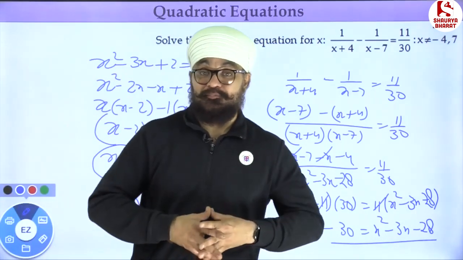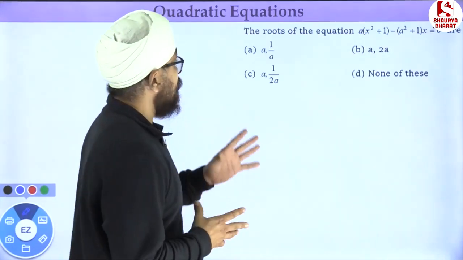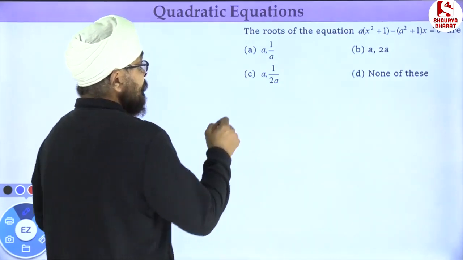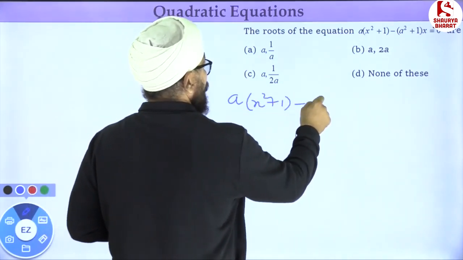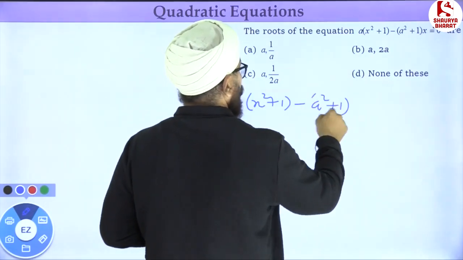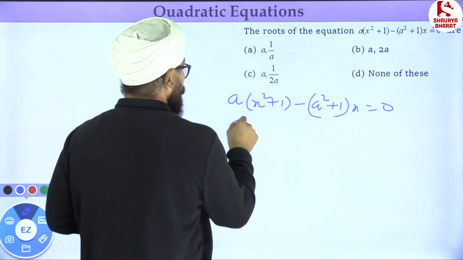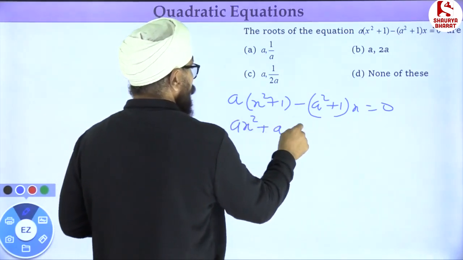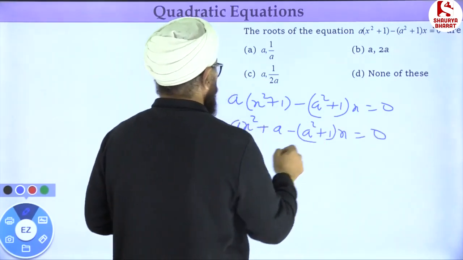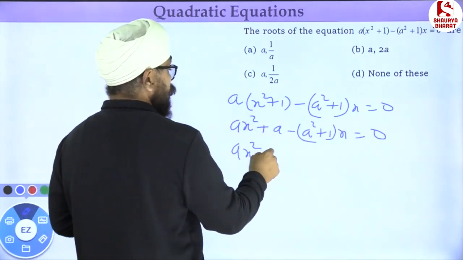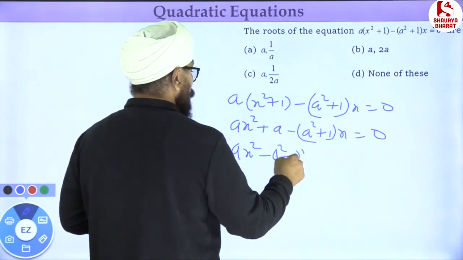So 1 and 2, they are the roots of the quadratic equation. So we can apply the factorization method or the quadratic formula. Let's take one question, which is: the roots of the equation. Now this equation is given as ax squared plus 1 minus a squared plus 1 x is equal to 0. Now this is not a quadratic format, so let's make it. So ax squared plus, of a minus a squared plus 1 into x is equal to 0. So we can apply the factorization method. It is quite easy now. This is a squared plus 1 x.